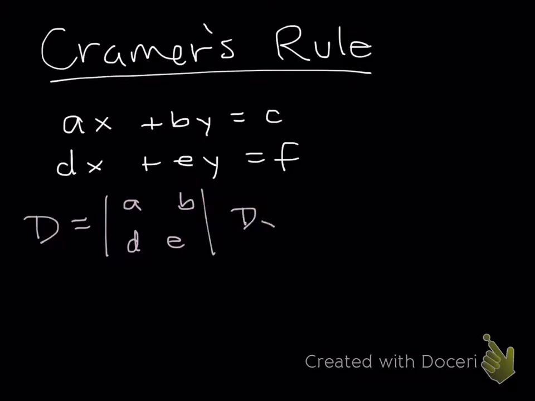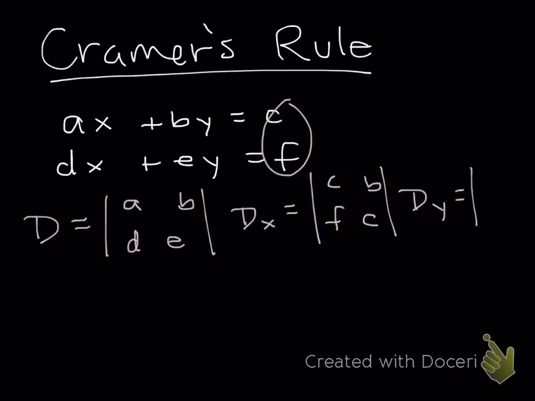The second matrix you're going to set up is called our DX matrix, and what you do is you take the answers, right here, these answers, and you place them in the X spot. So that's the DX matrix, and then I'm sure you can figure out the DY matrix. You keep the original X values, and in the Y values, you put the answers.